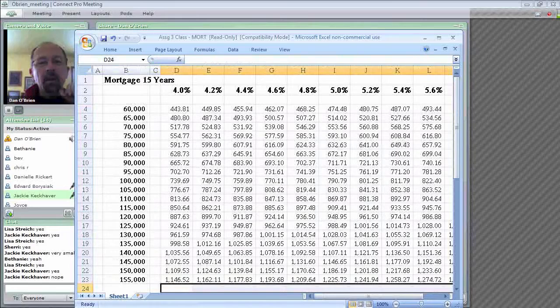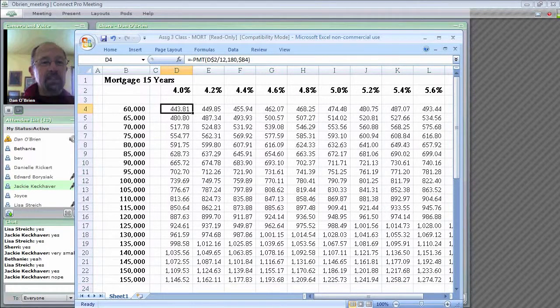Okay. Now I know this because I know exactly what my mortgage is and what my payment is. So I always check it against something where I know I definitely have the right formulas in here. And when I see this, I know I have the right formulas in here. Now, what does this give you? This is for 15-year mortgages. I know what my monthly payment would be. If I had a mortgage of $60,000 and my interest rate was 4%, I'd have monthly payments of $443.81 every month.